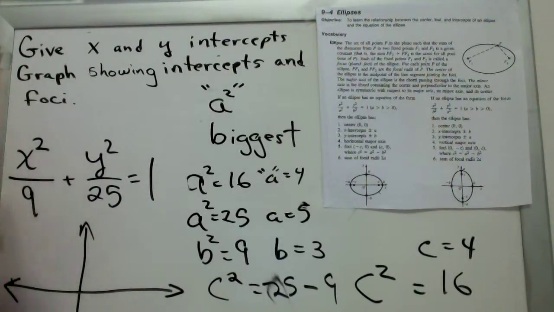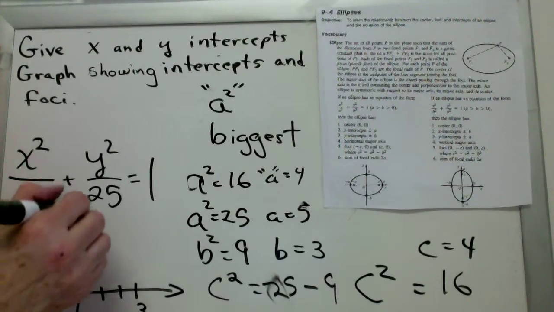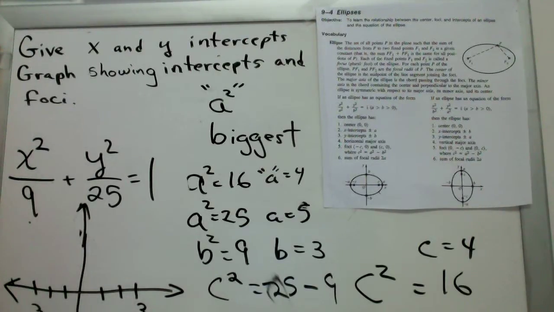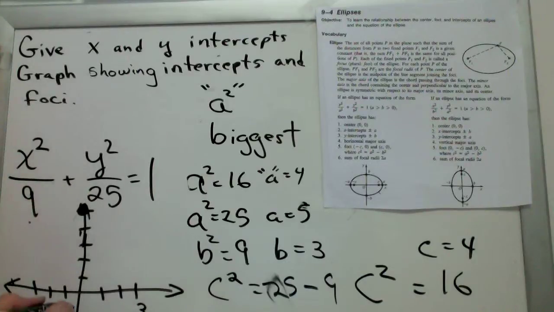What do I count on the x-axis? Do I count 9? No, 3, okay. And 3. All right, what do I count on the y-axis? Do you remember? 25? No, 5. 1, 2, 3, 4, 5. All right, there's our 5. 1, 2, 3, 4, 5. There's about 5 right there.